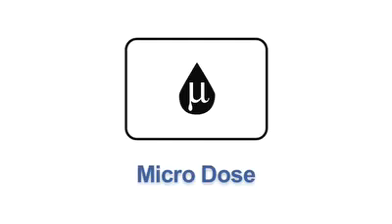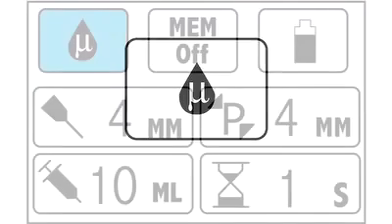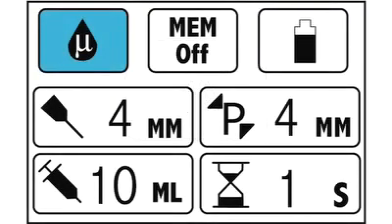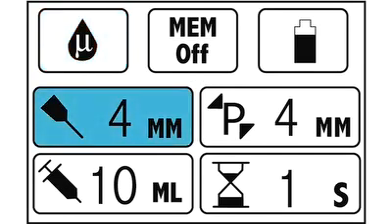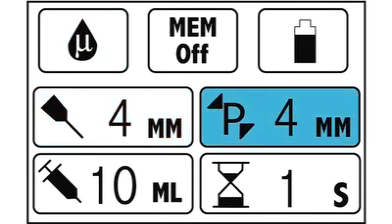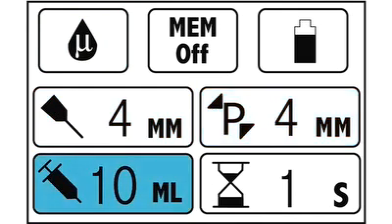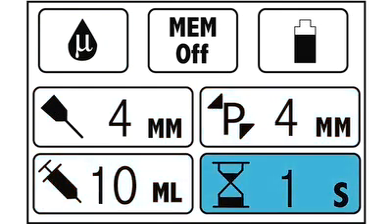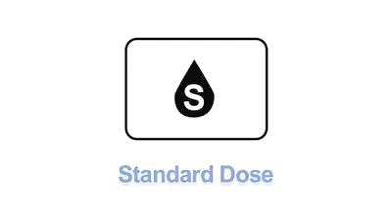When this symbol is selected, you are in point-per-point microdose injection mode. You have then the possibility to modify the following parameters: needle size, penetration depth, syringe type, injecting time adjustable from 1 to 3 seconds. Simply press and release the trigger to start the injection of 1 microdose of 0.005 ml.